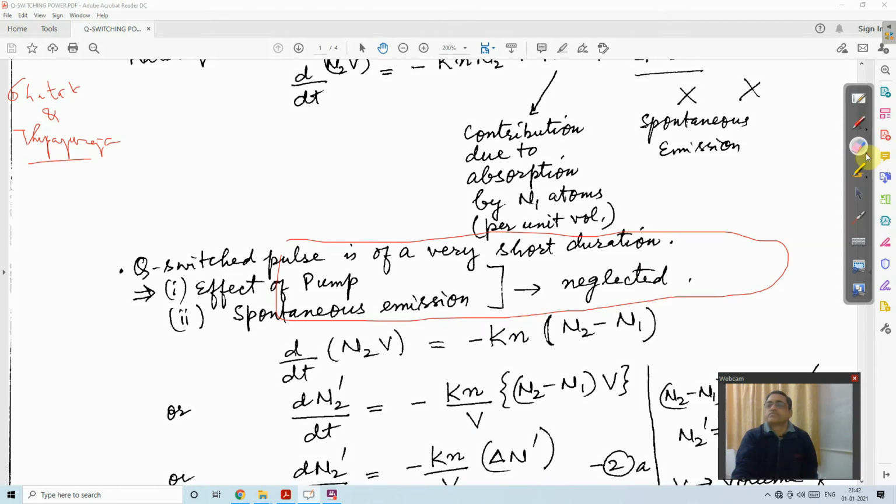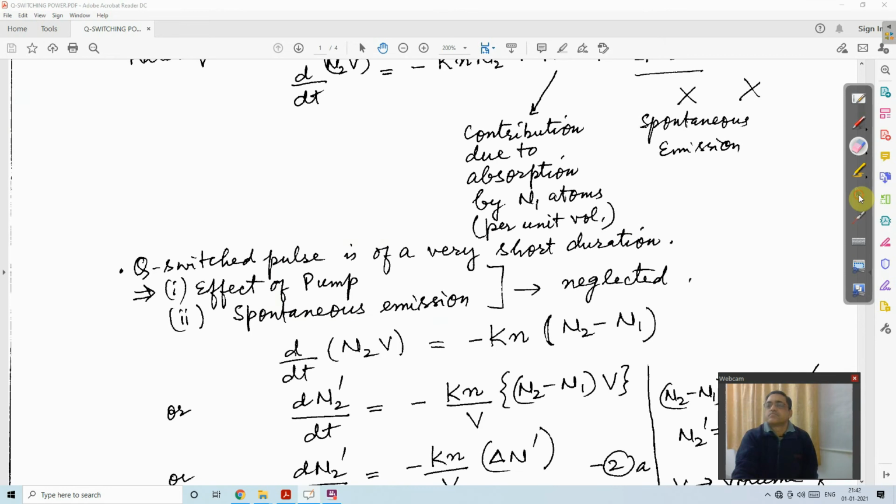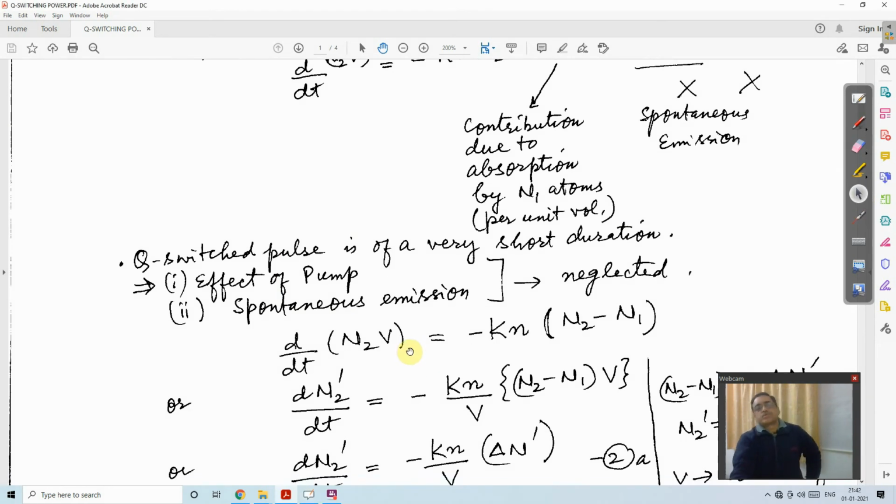Further, we see a Q switched pulse is of very short duration. So during the last lecture, we discussed an introduction to Q switching and mode locking, and we saw that both techniques are used to obtain pulses of short duration and high power also. The effect of pump and spontaneous emission is neglected here.